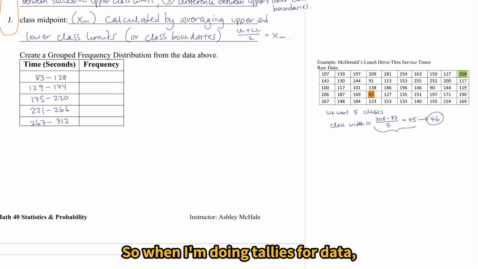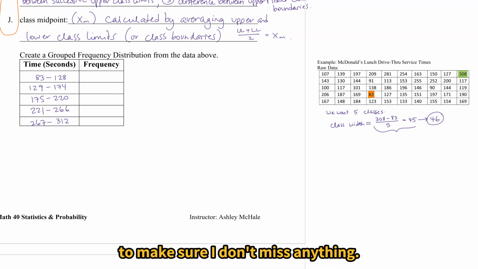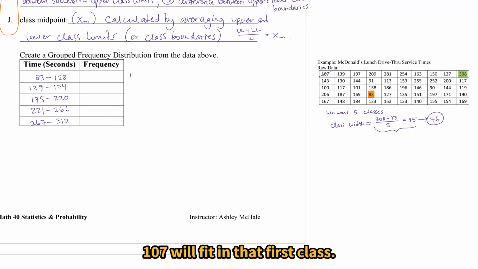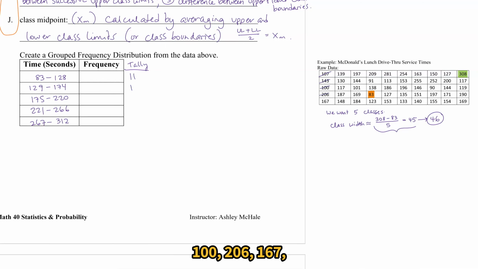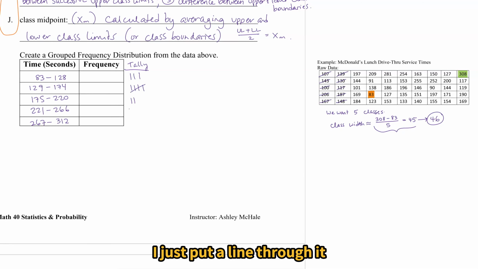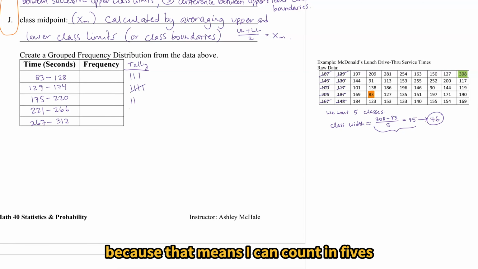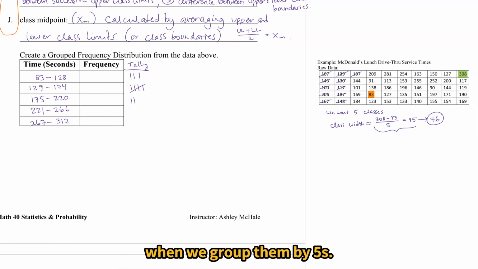So when I'm doing tallies for data, I like to go in an order to make sure that I don't miss anything, and I cross them out again to make sure I don't miss anything. 107 will fit in that first class, so over here I'm just going to have scratch work for tallies. 143, 100, 206, 167, 139, and we can just keep going through. And when I get to 5, I just put a line through it because that means I can count in 5s instead of counting individual lines. It makes it a little easier when we group them by 5s.